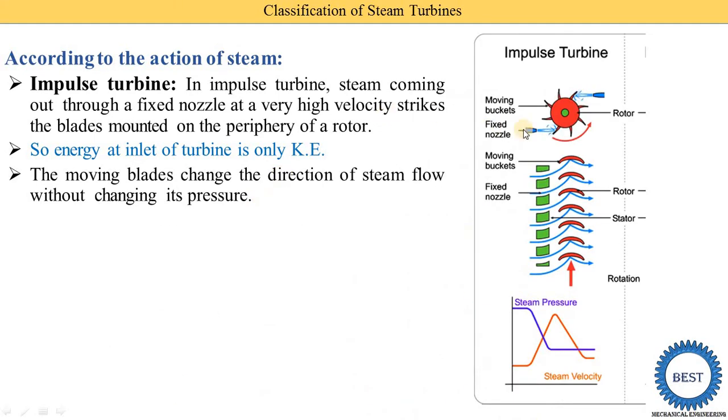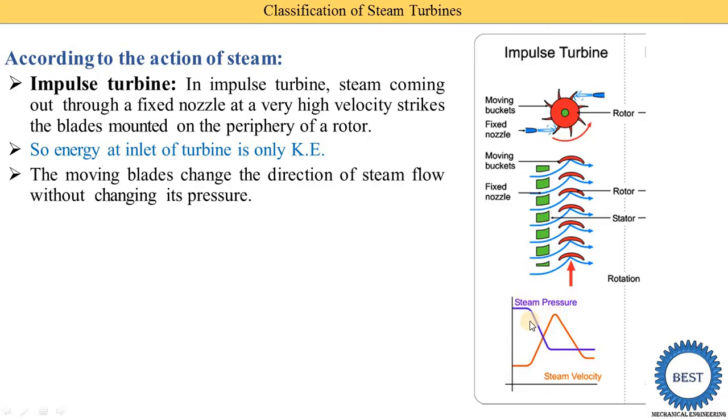Now, in this diagram you can see the rotor, and on this rotor there are various blades or buckets, and this is the nozzle. In the last diagram there is a steam pressure line, this blue line is for the pressure, and this orange line is for the steam velocity. In this nozzle you can see the pressure is reduced. So, focusing on this portion, this is the outlet of the nozzle. At the outlet of the nozzle, the velocity is highest and the pressure is lowest.